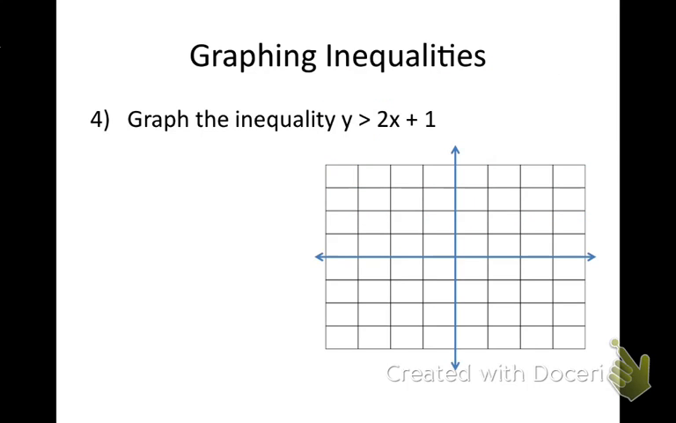All right, try this one on your own. Take a couple seconds, try this one on your own. All right, let's go through this. If I look at it, my y-intercept is 1. So I'm going to start out here at 1. My slope is 2 or 2 over 1.